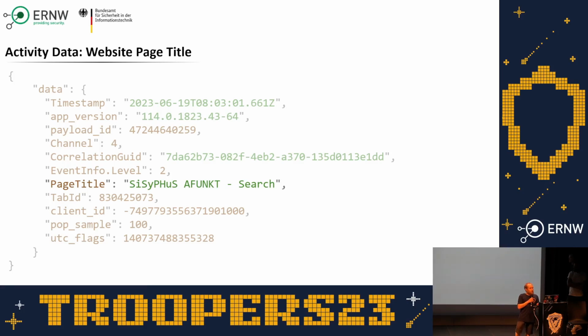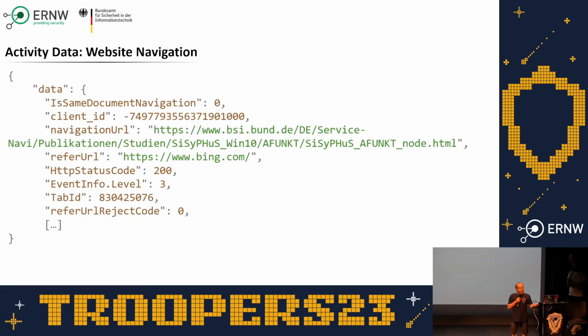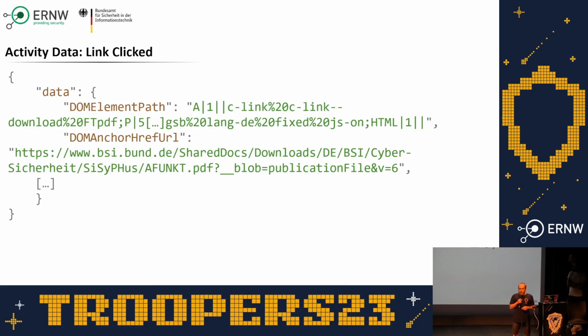Now let's look at the next event. What can we gather from here? Oh, that's a navigation event. So we went from the referrer URL, bing.com, to the navigation URL. Oh, that person was really interested in our research and went to the BSI homepage to the A-Funkt work package. Now, what's happening on that web page? Well, the person clicked a link, here, that one. The person downloaded the PDF.